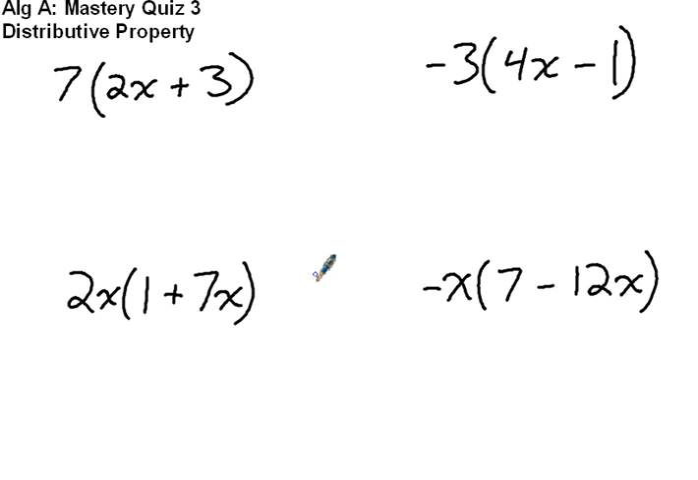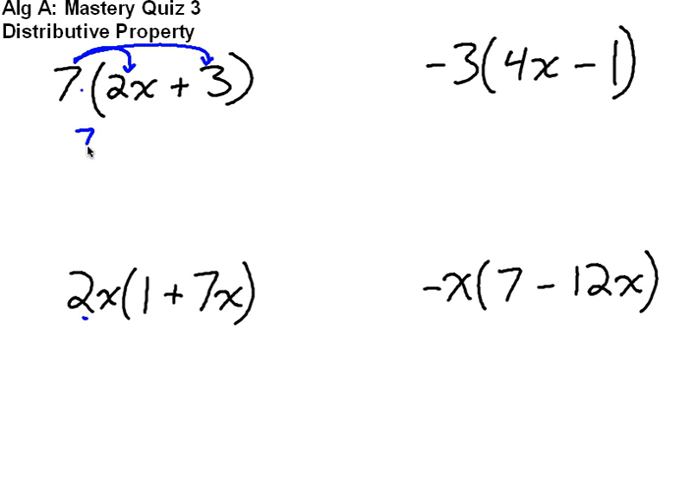Alright everybody, this is Mastery Quiz number 3, the distributive property. What we're going to be doing is distributing these numbers in front into the parentheses that they're being multiplied into. By doing that, we make these big arrows of where that 7 is going to go. Right here we've got multiplication, so it's really 7 times that parentheses. So we want to do 7, and following this arrow, times our 2x.